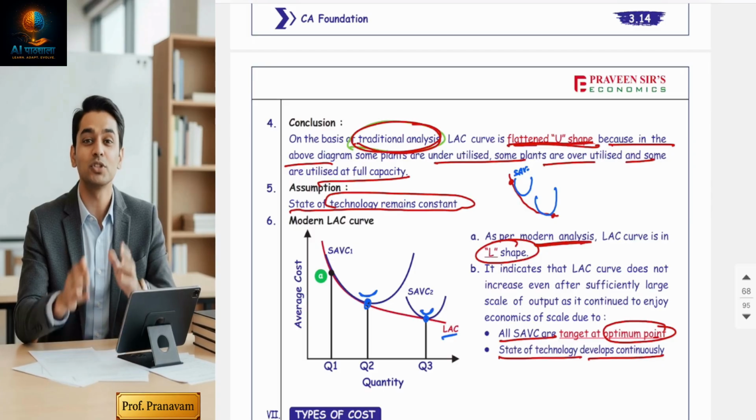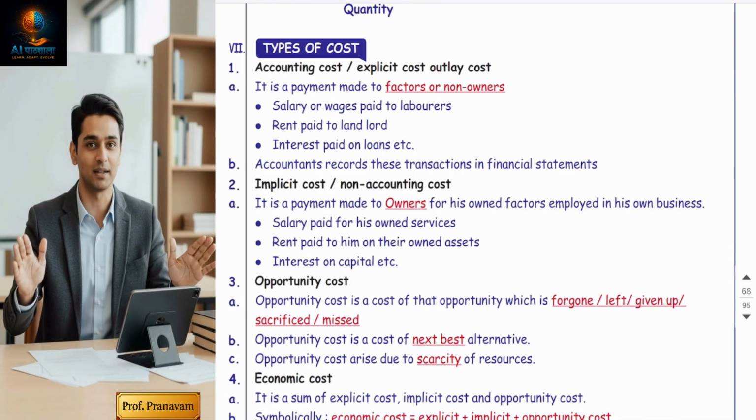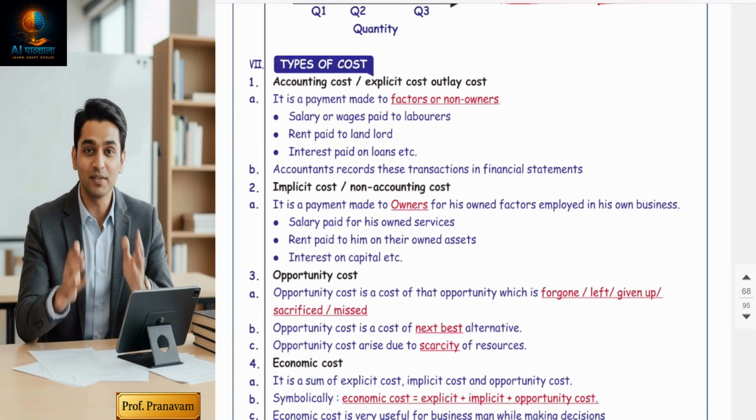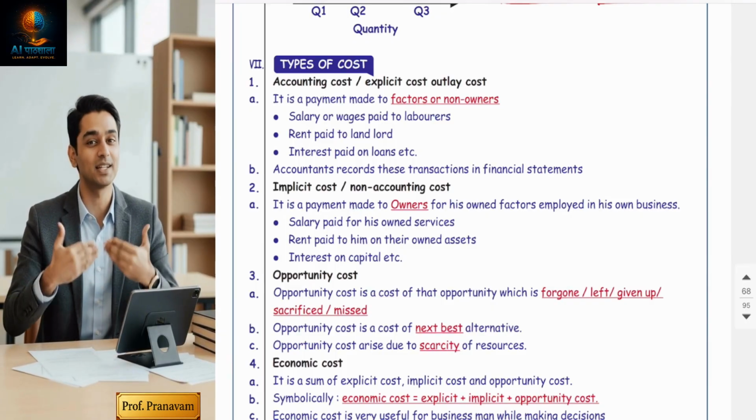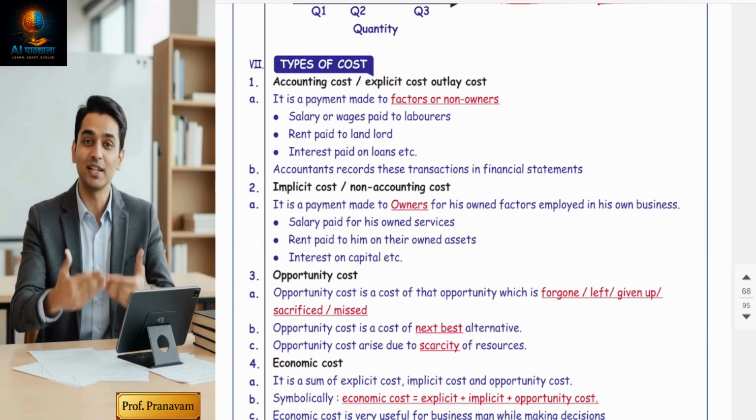Finally, right? Now, types of cost is the next topic. Friends, types of cost. Guys, hope the analysis part is over. Now, types of cost. This has been given on the first page of your chapter on cost, but I'm taking it in the last page.